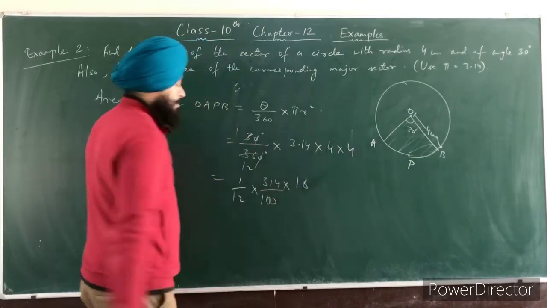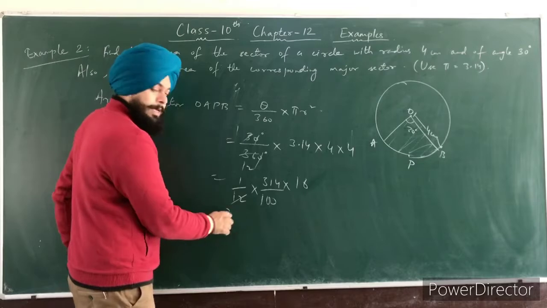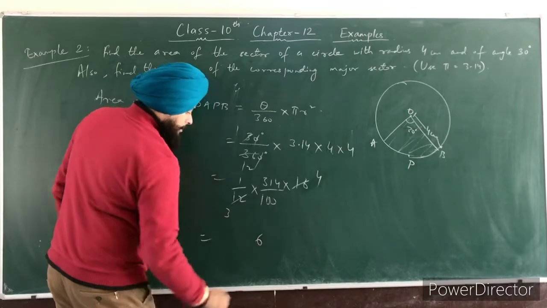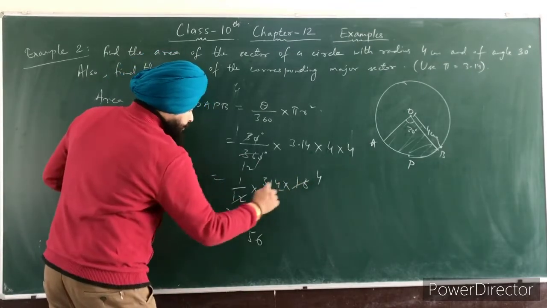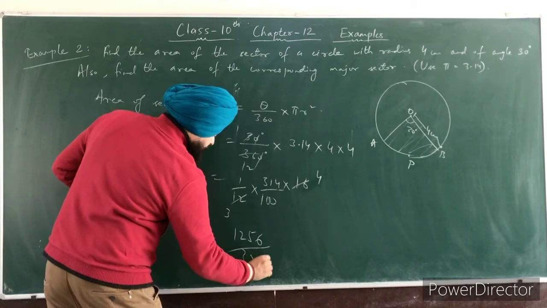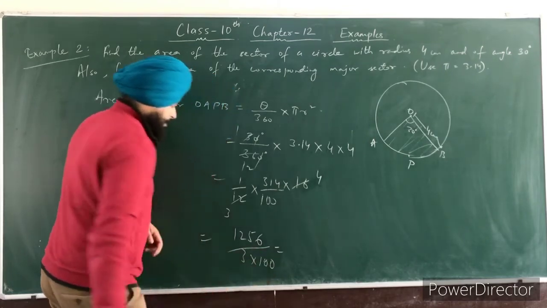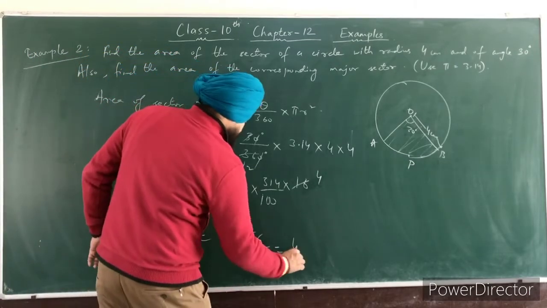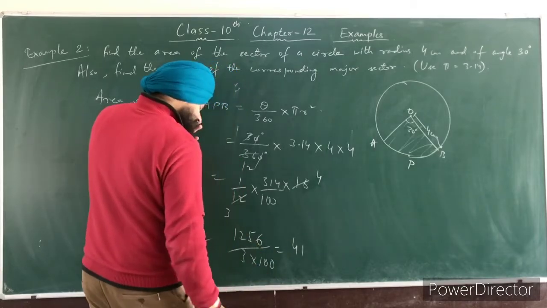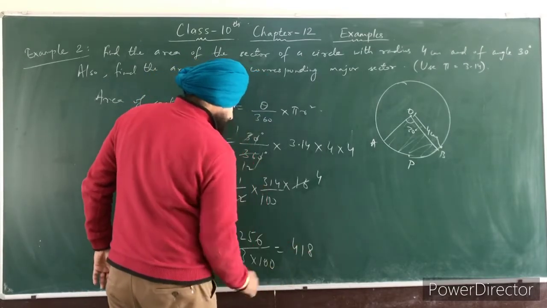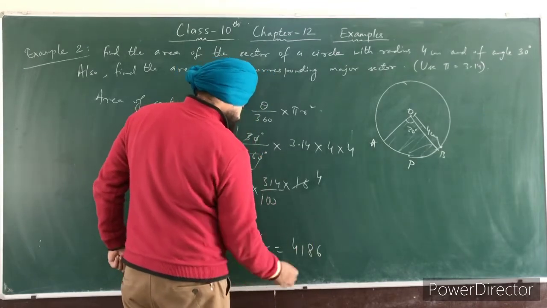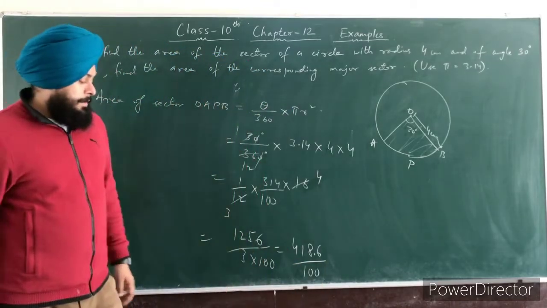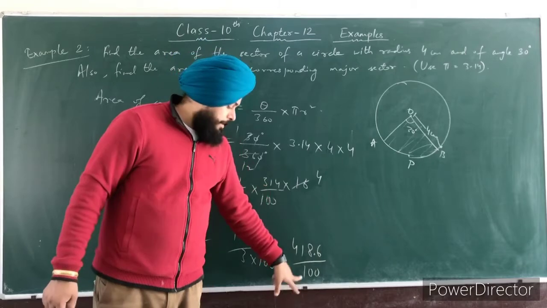And 4 4s are how much? It is 16. Now 4 3s are 12, 4 4s are 16, 4 1s are 4 plus 1 is 5, 4 3s are 12. Now divide this 1256 by 3. 3 4s are 12, 3 1s are 3, 3 8s are 24, 3 6s are 18. Alright. Now this is 418.6 divided by 100.